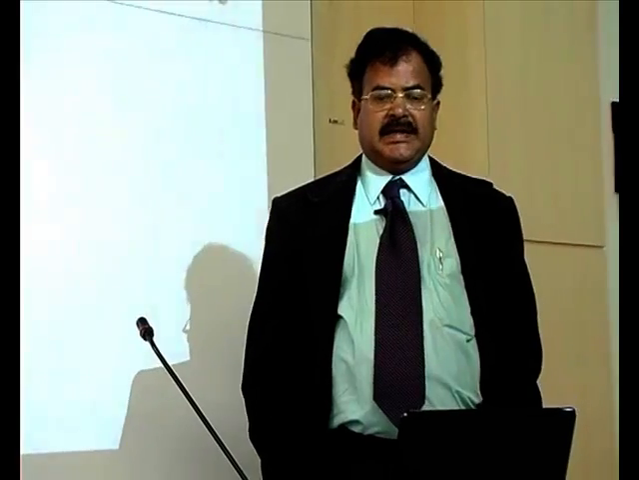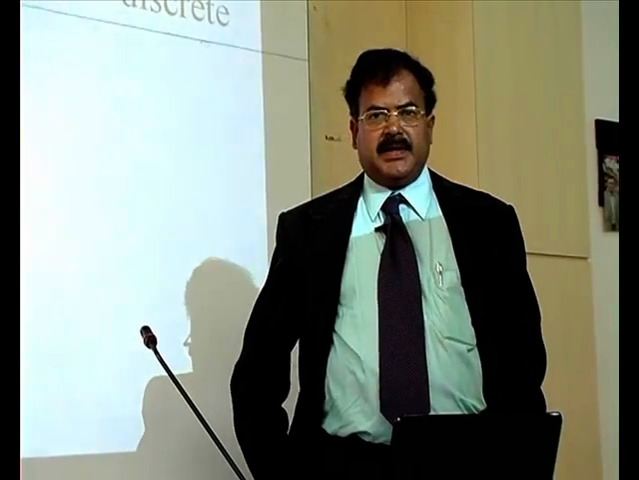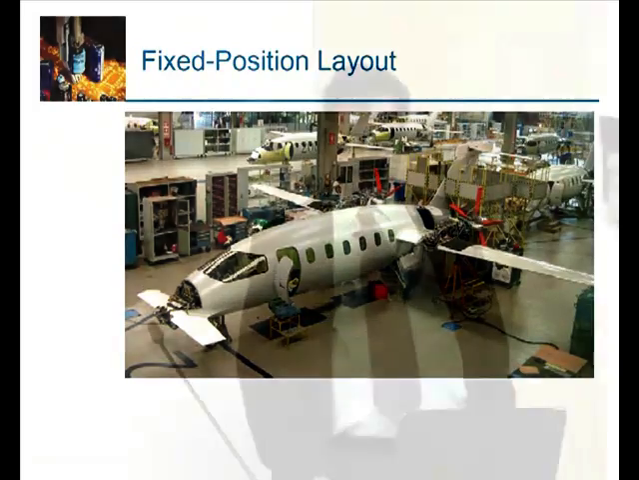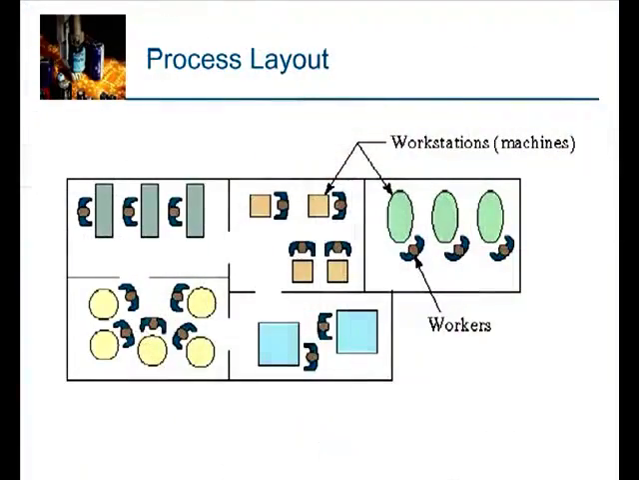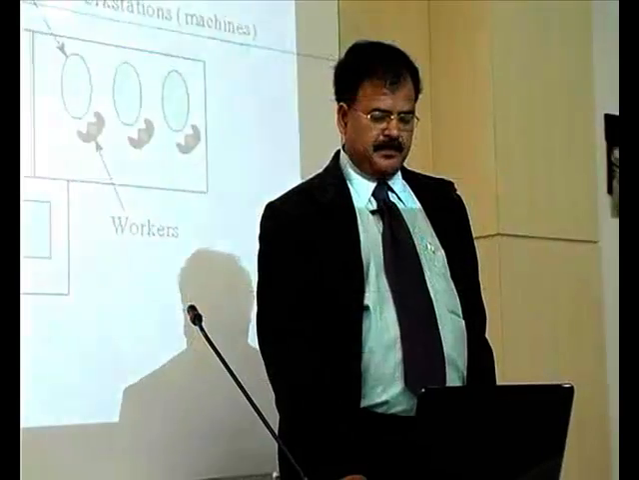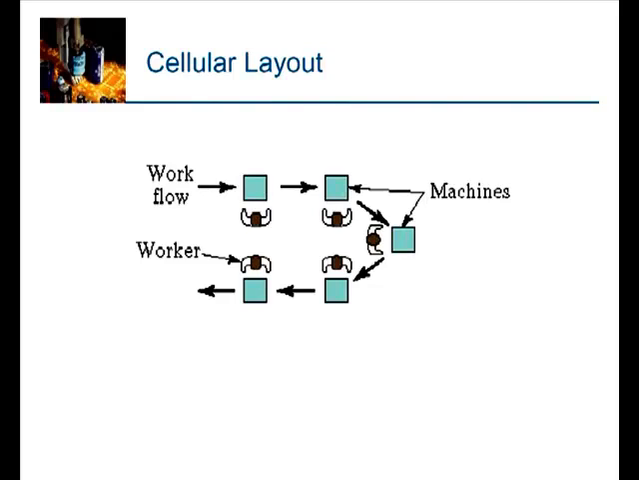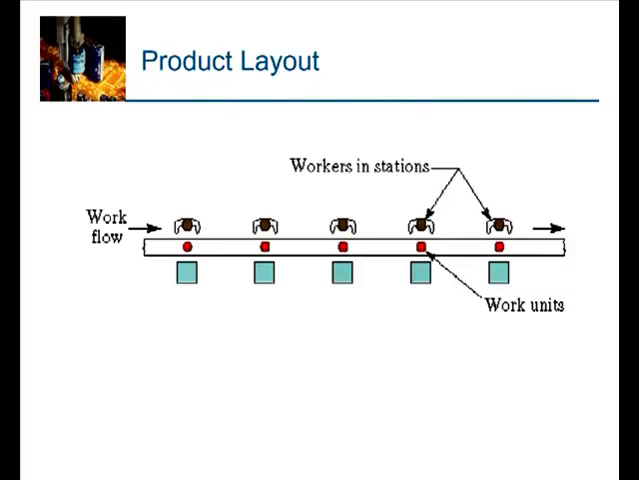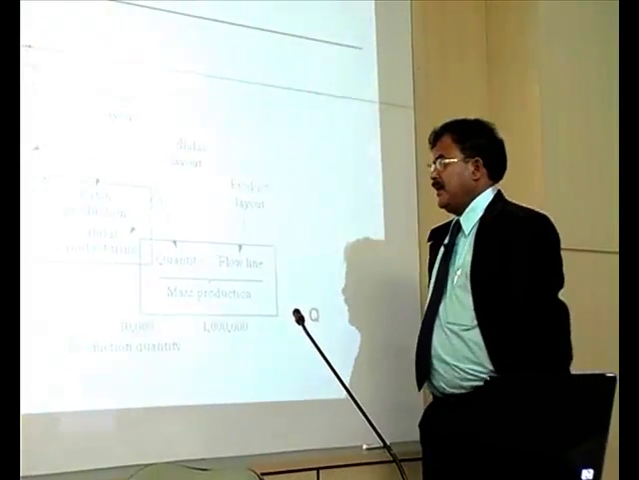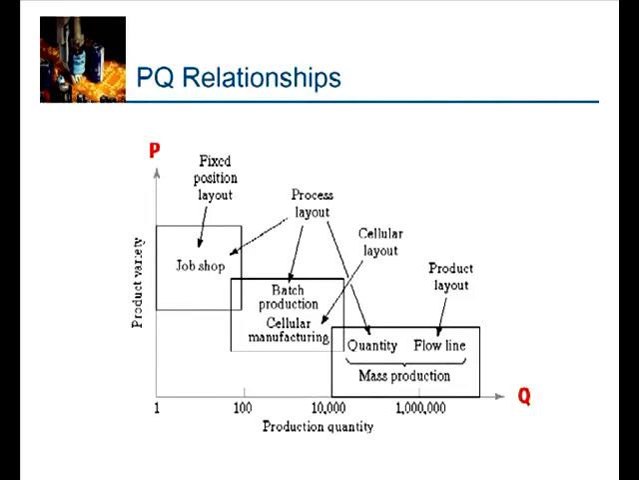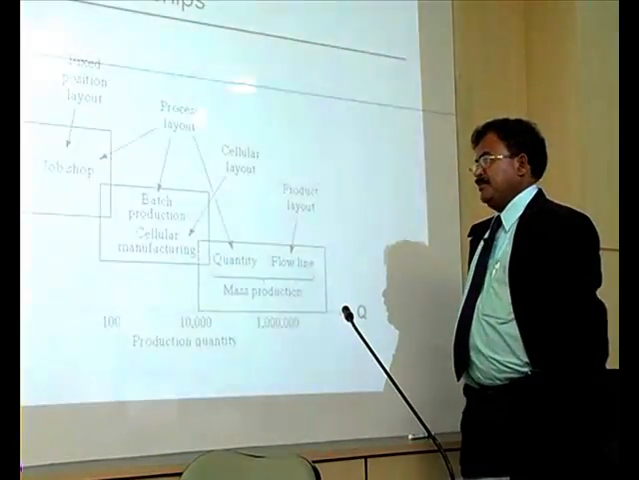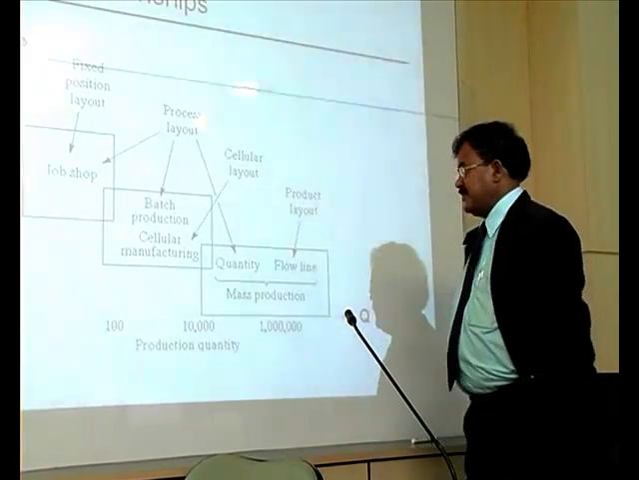We know that there are several kinds of layouts existing. One is fixed position layout, process layout, it looks like this, cellular layouts, and product layout. Now in this diagram you can see that discrete manufacturing industries have been classified into job shops, batch production or cellular manufacturing systems, or mass production systems.